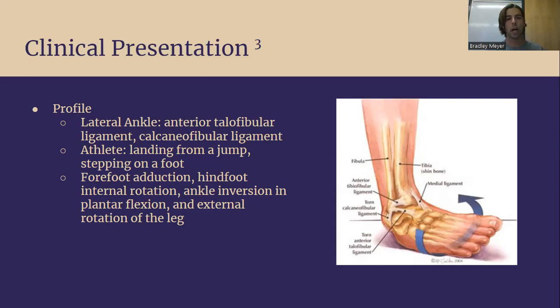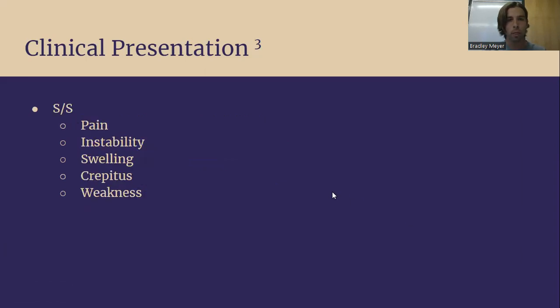A strain or sprain happens with forefoot adduction, hindfoot internal rotation, ankle inversion and plantar flexion, and external rotation of the leg. Overall, kind of that supinated foot again, which happens when an athlete lands wrong on their foot or lands on someone else's foot. And then these are some signs and symptoms that the patient might present to the clinic with: pain, instability, swelling, crepitus, and weakness.